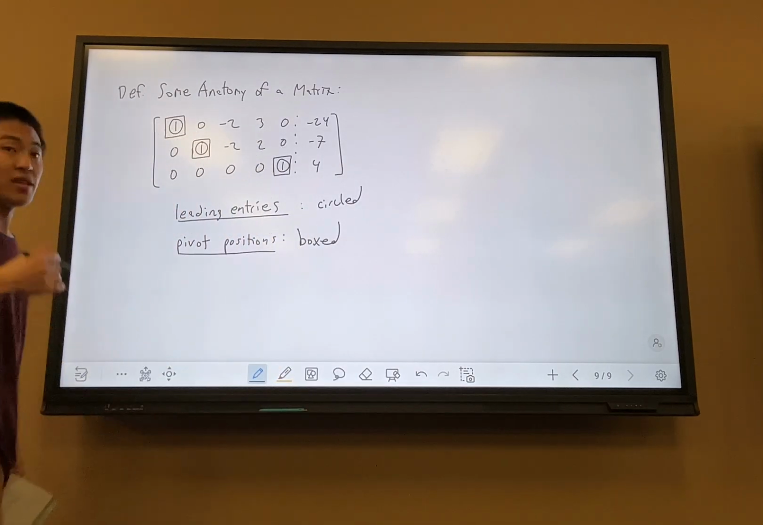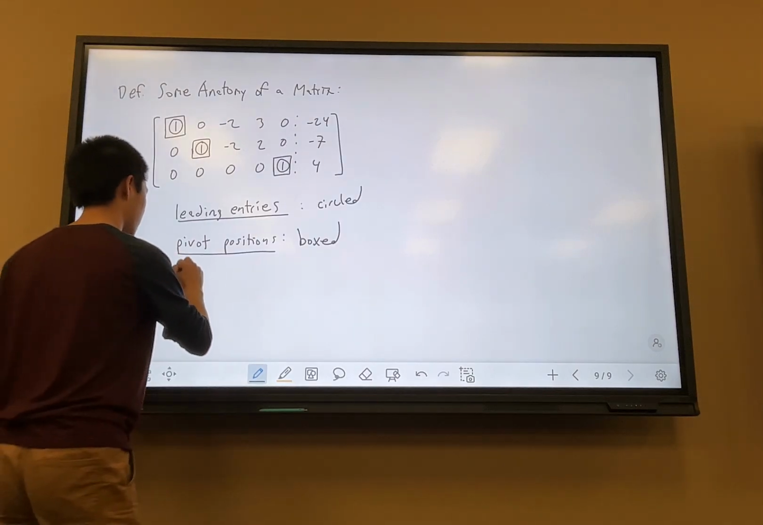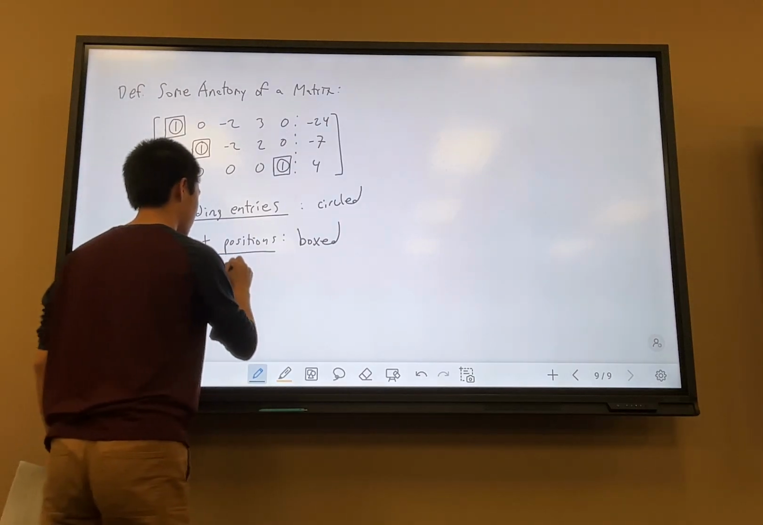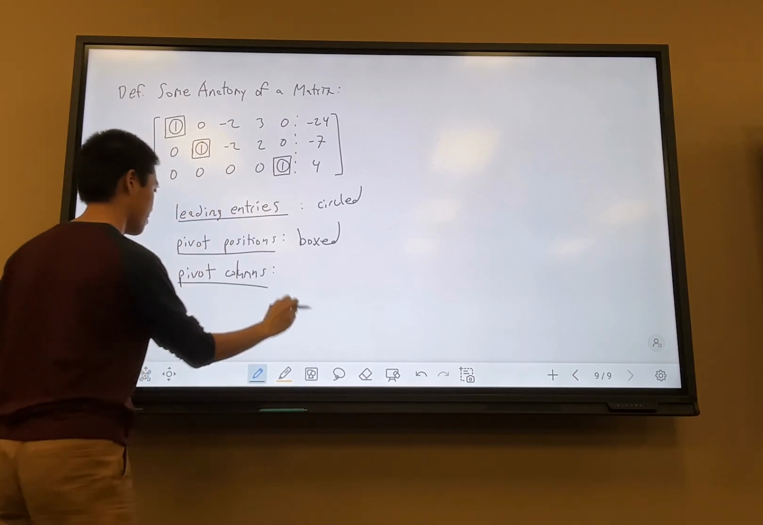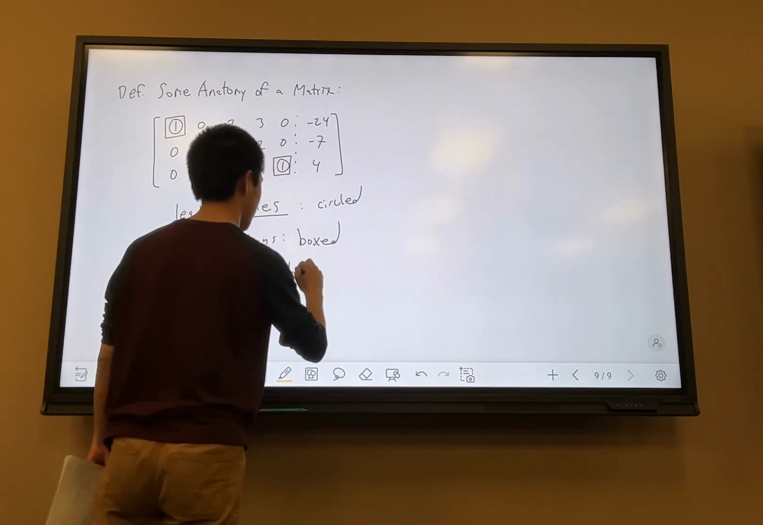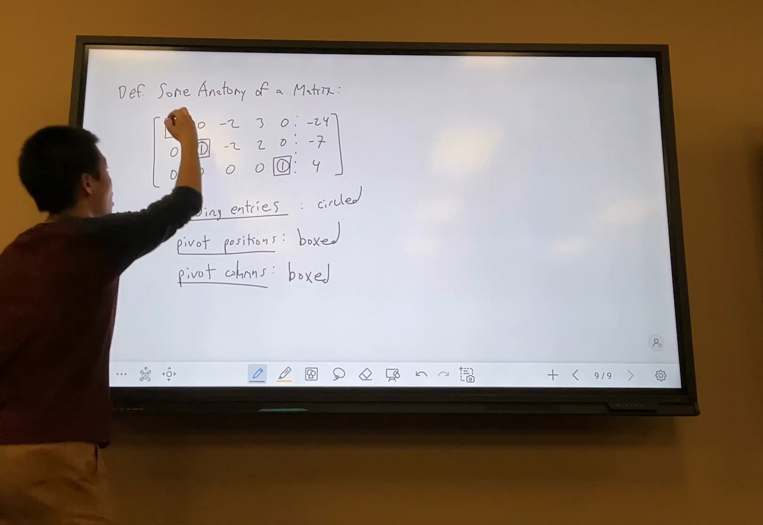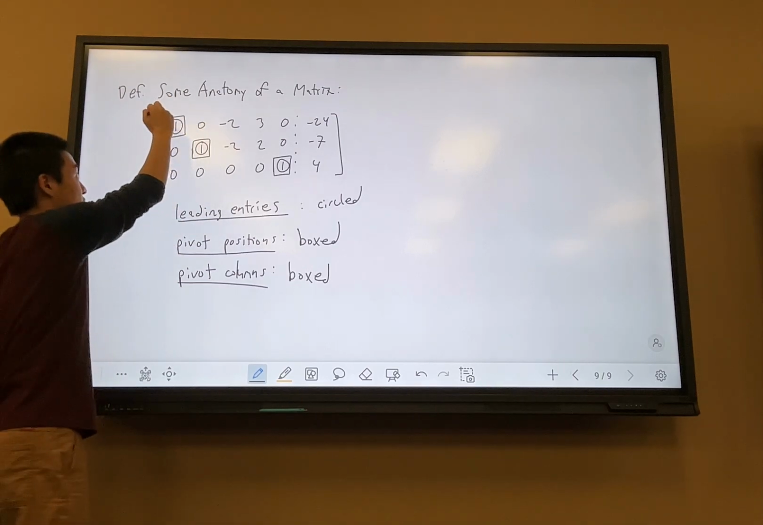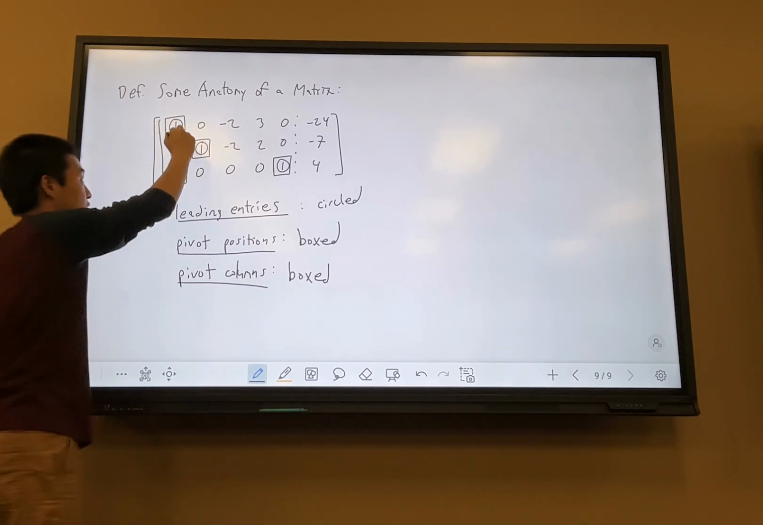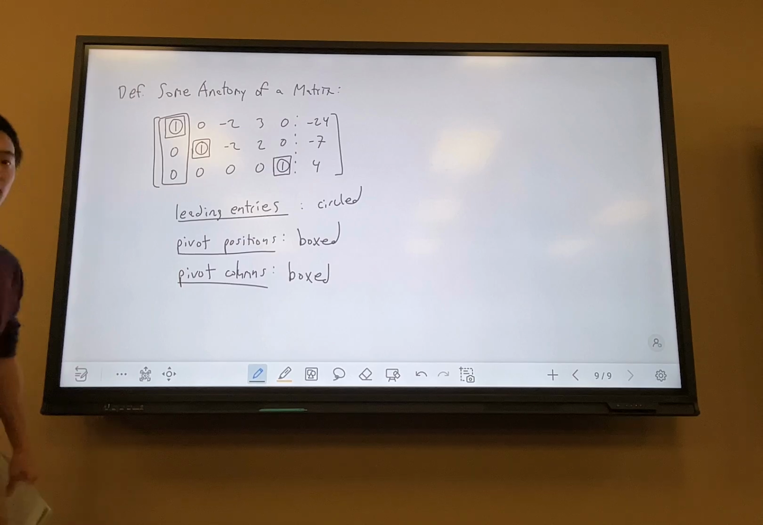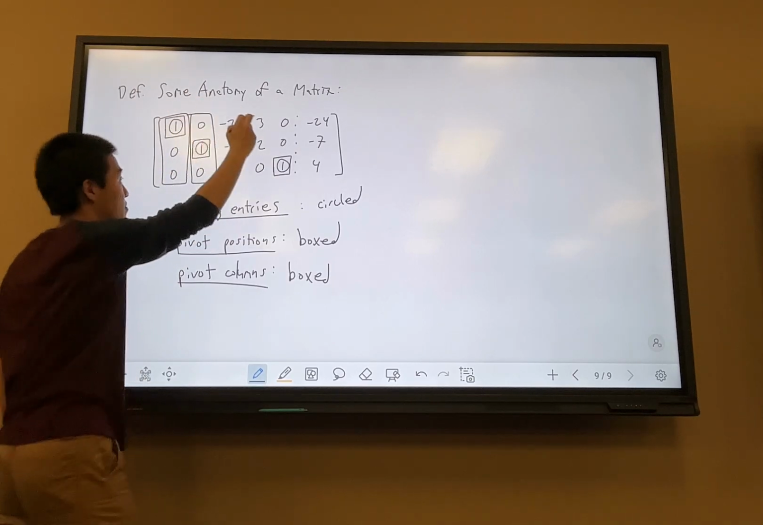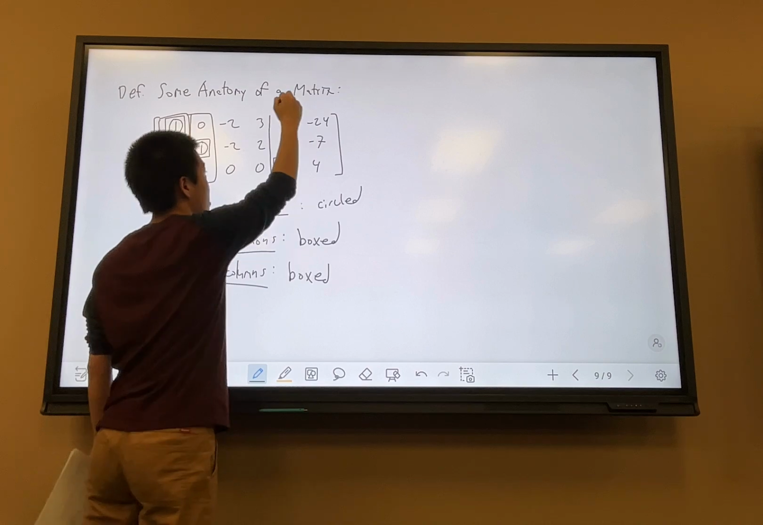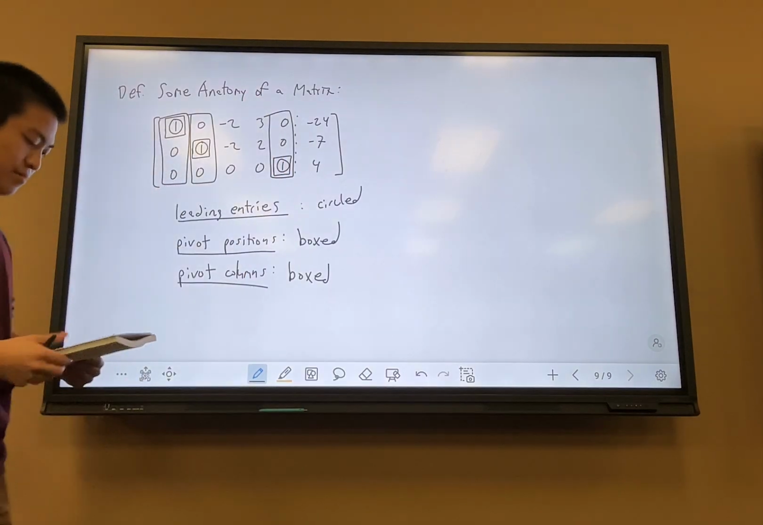And then the pivot columns, I'll also box these, are essentially: take a pivot and that entire column is a pivot column. So that right there is a pivot column. This right here is a pivot column. And this right here is a pivot column. Okay.